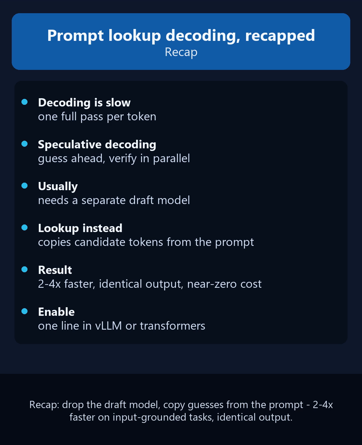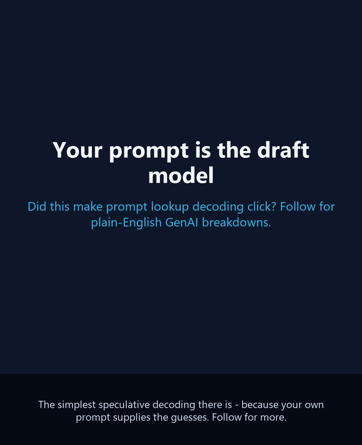Quick recap. Decoding is slow because it is one token at a time. Speculative decoding guesses ahead and verifies in parallel, but usually needs a draft model. Prompt lookup decoding drops the draft model and copies candidate tokens straight from the prompt, giving 2 to 4 times speedup on input-grounded tasks with identical output and near zero cost. It is one line in vLLM and transformers. That is prompt lookup decoding, the simplest speculative decoding there is, because your prompt is the draft model.